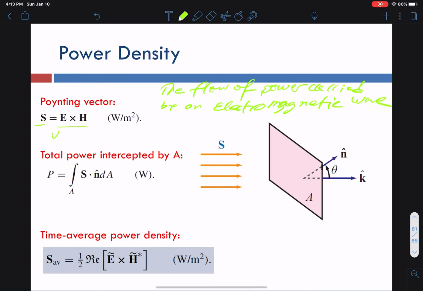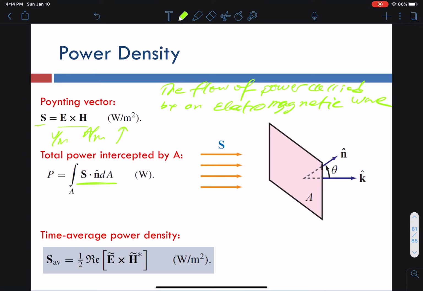E is your volt per meter, you know that. H is amp per meter, so it becomes watt per meter square. So S is the per unit area power density. If you have an area and you need to know how much power is going through that particular section of the area, you have to take the integration over that area.